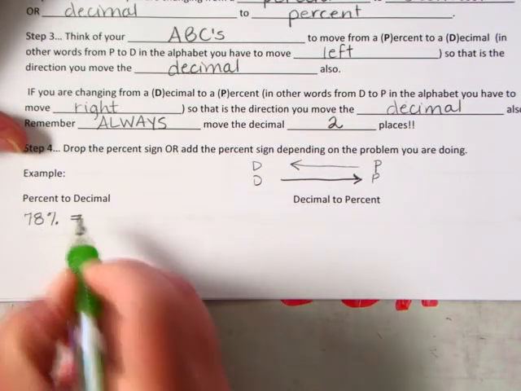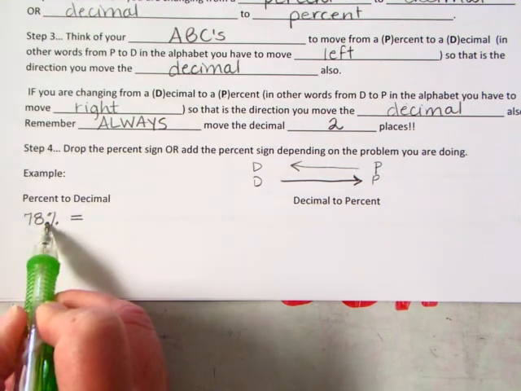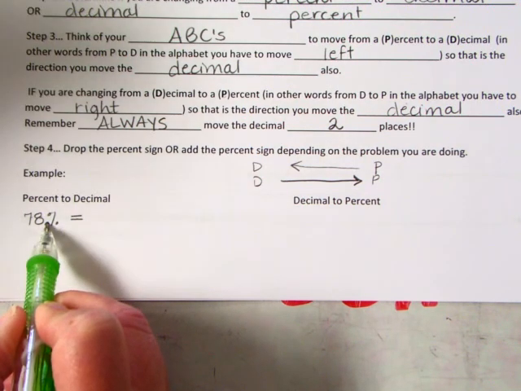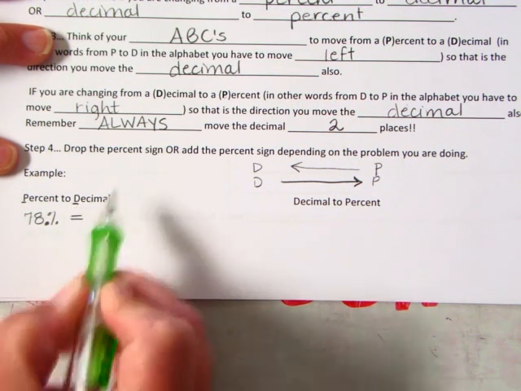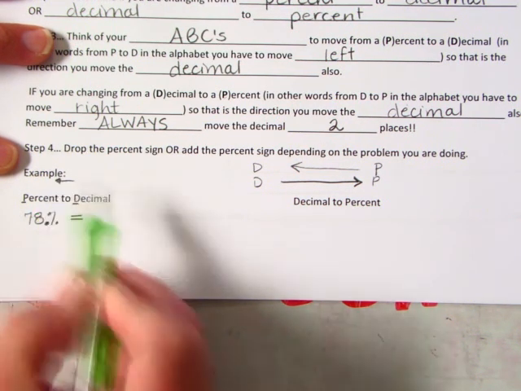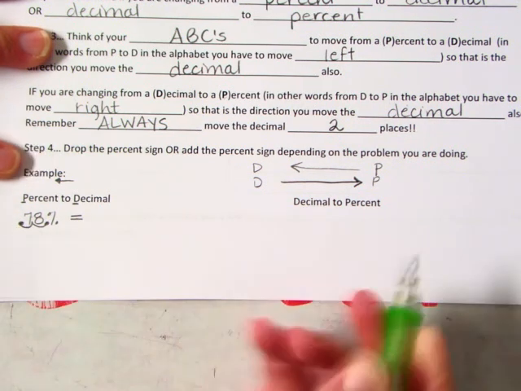The first thing we do is we find our decimal. Well, this is a whole number, so I know my decimal is after the digits. Then I move my decimal. I'm going from a P to a D, so I know I have to go to the left. So I move my decimal 2 places to the left and drop it down.